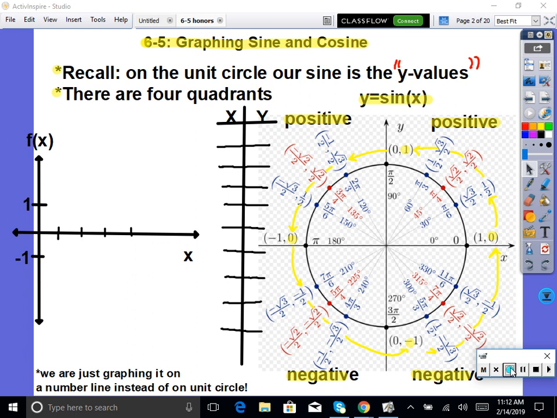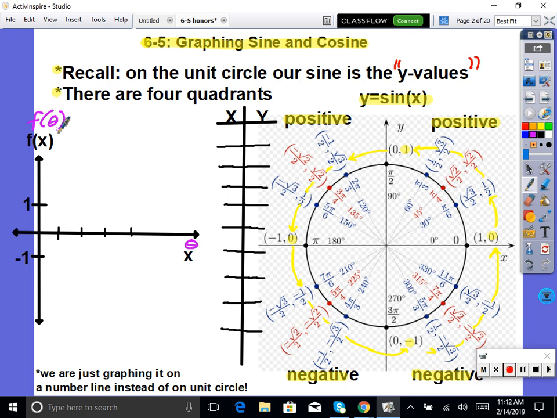Okay, so recall on the unit circle, sine is the y values. This allows us to get exact answers for sine and cosine, correct? So notice I've highlighted my y values to keep your eyes in the right place around the unit circle. So what we're going to be doing is graphing sine on an xy chart here, or on a theta, f of theta chart here. So instead of on the unit circle, it's going to be on this xy chart.